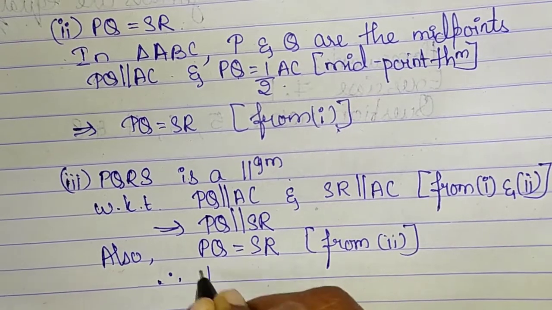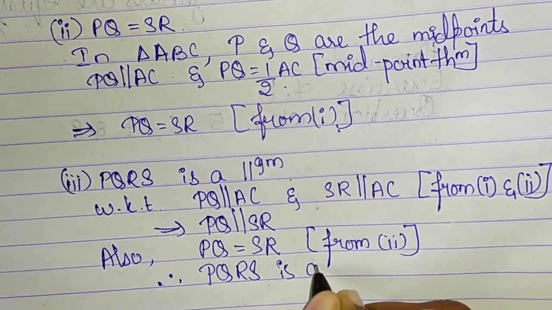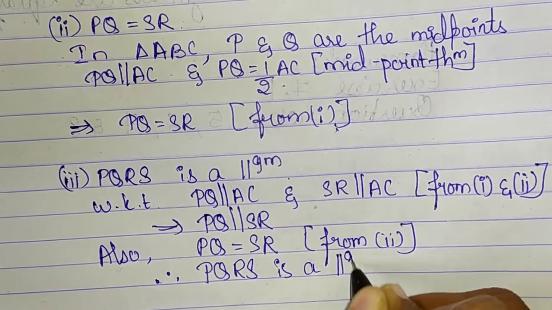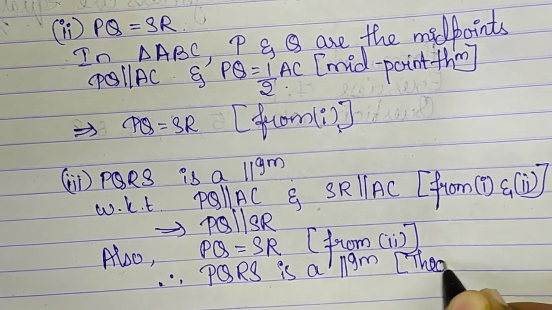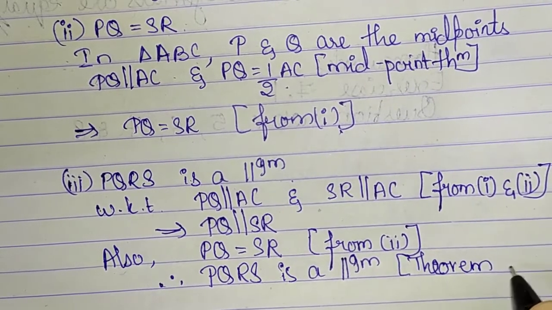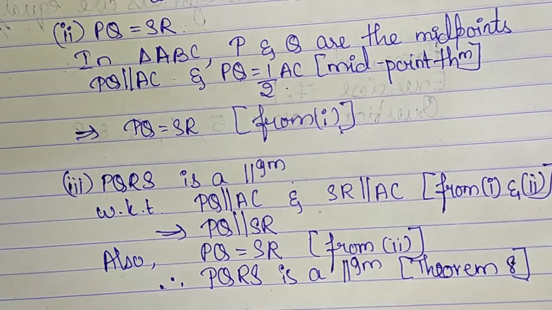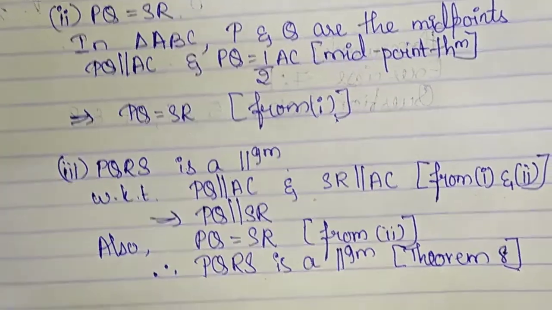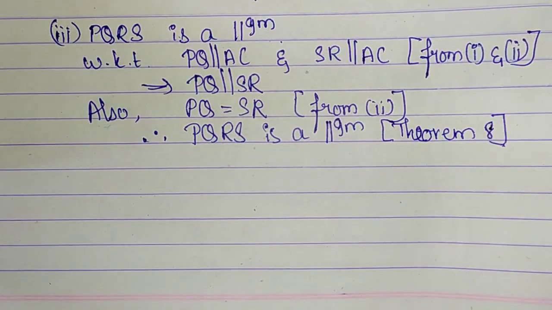Therefore PQRS is a parallelogram from theorem 8. One pair of opposite sides are not just equal, they are parallel to one another. So that is the complete solution for question 1 from exercise 7.2.